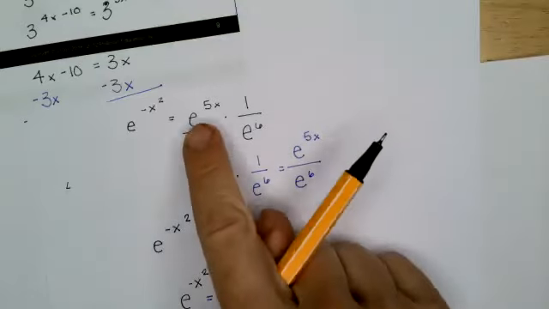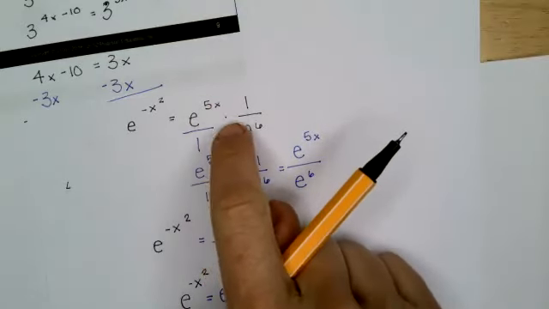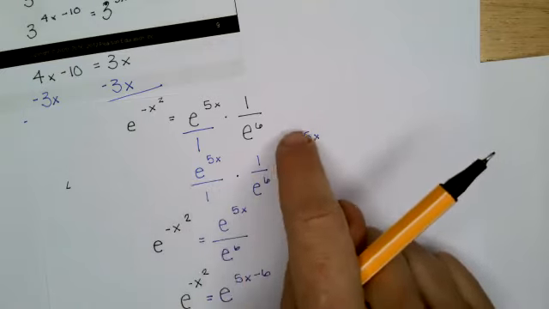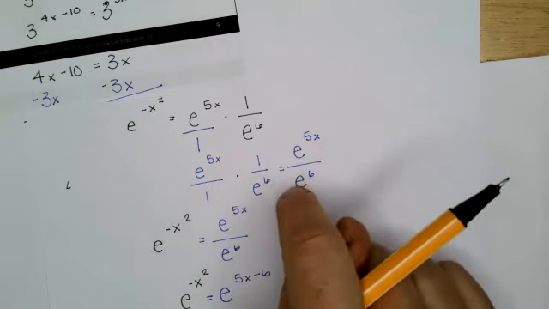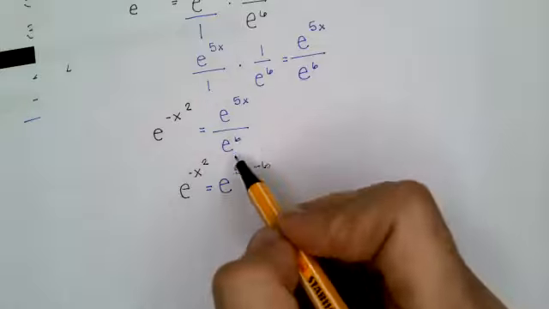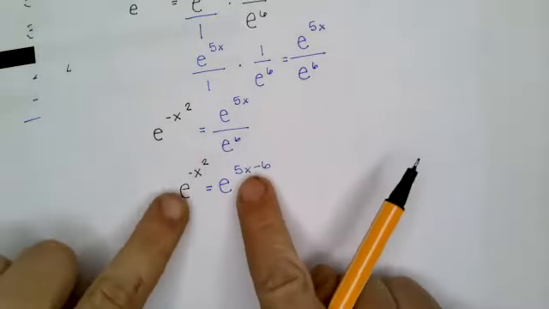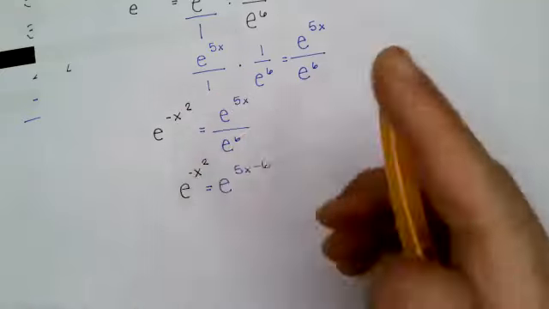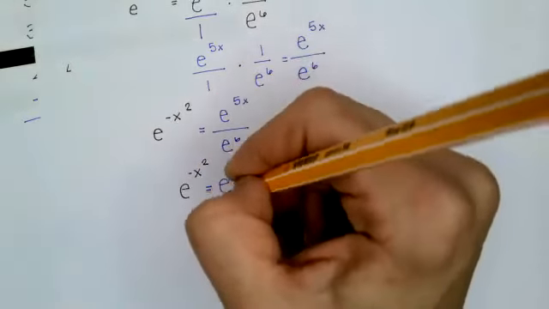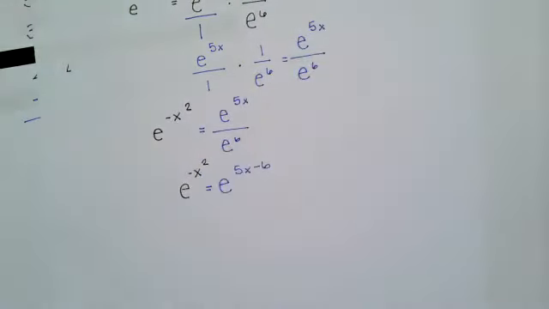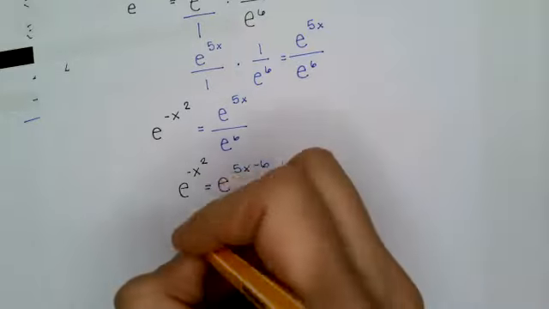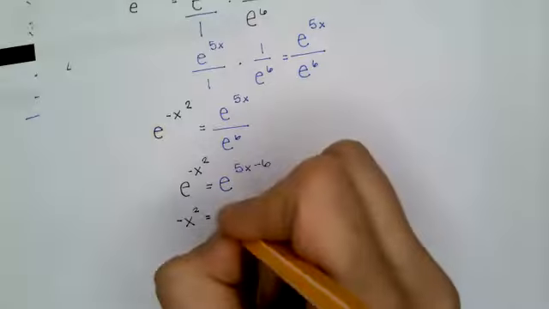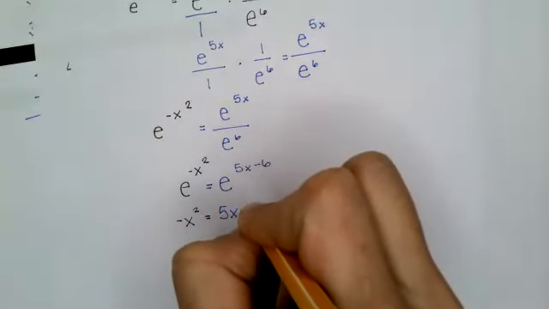I need one base. So we went from e to the power of 5x times 1 over e to the 6th. We multiplied those. We got e to the power of 5x over e to the power of 6. I know we're running out of time. And because I just want to find x, I changed that to 5x minus 6 and kept the base. Okay. Now I have the same base and I can say negative x squared equals 5x minus 6.